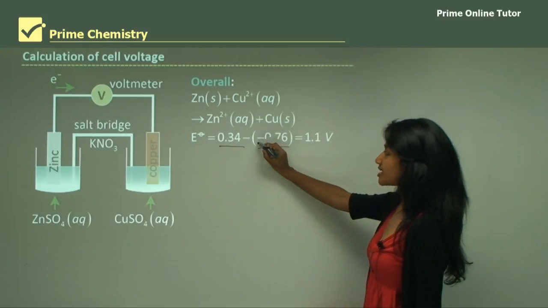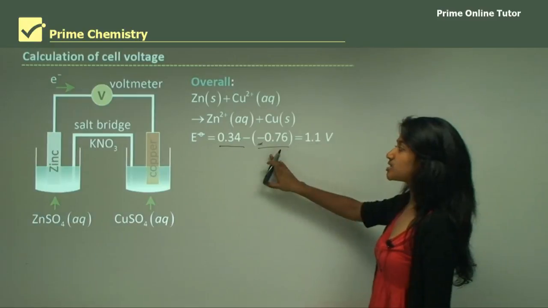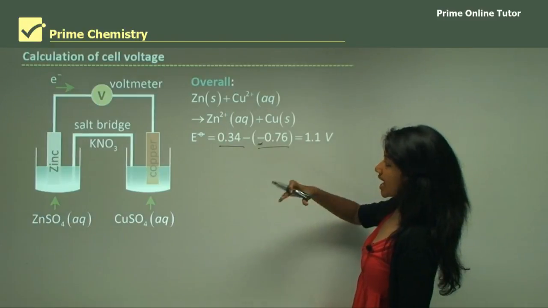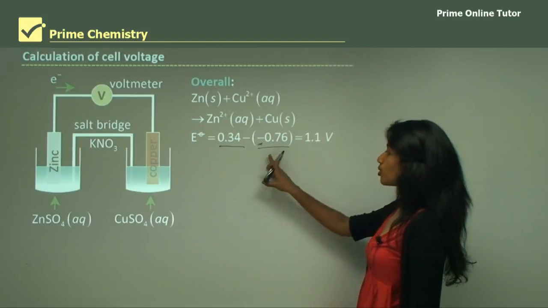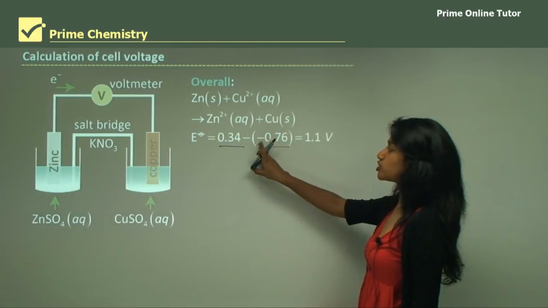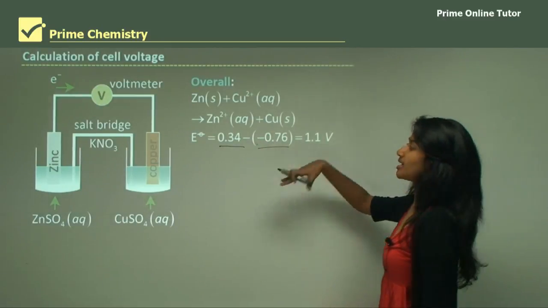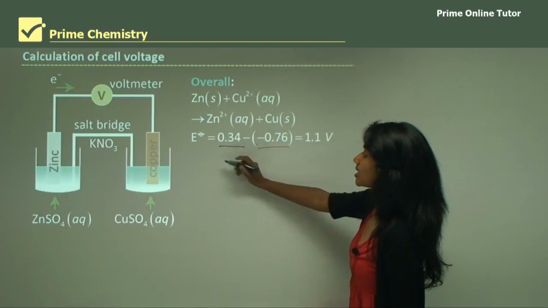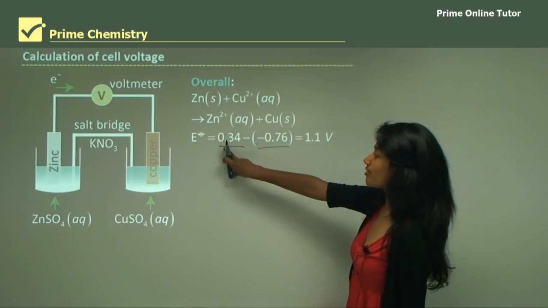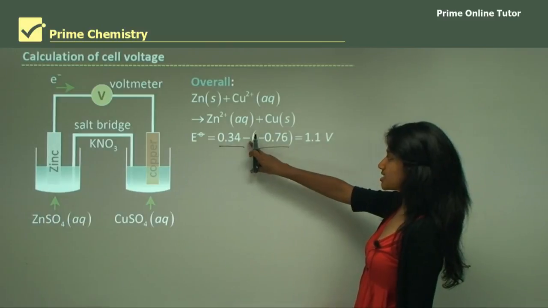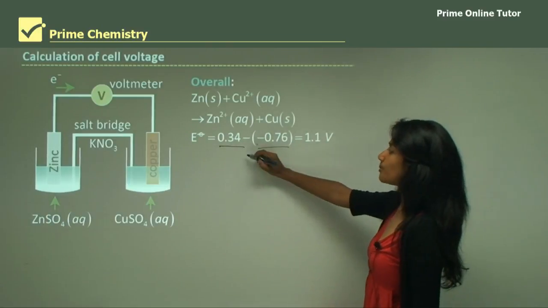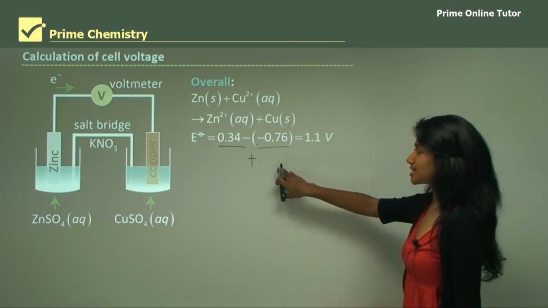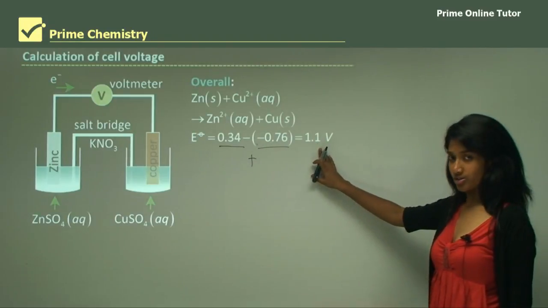But realize that there is a minus here, and that is because in the standard potentials table, the equation is the other way. So when we are writing it down, we have to change the sign to make it correct. And if we do the sum, we will have 0.34 minus, brackets open, minus 0.76, which would make this a plus, and sum it up to get 1.1 volts.